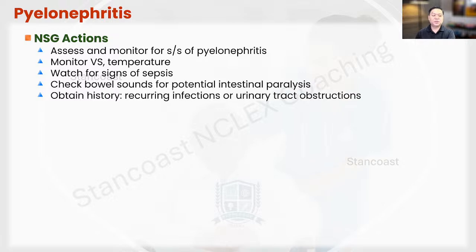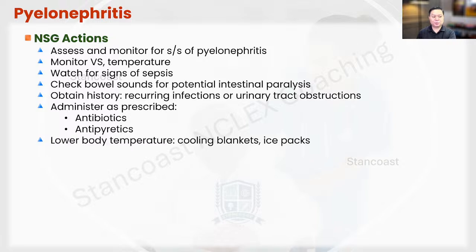Now, we have to also obtain the patient's history of any recurring infections or the recurrence of the urinary tract infections, because again, let's say, for example, the Proteus type of stone that can lead into the urinary tract infection. Now, we are going to administer the medications as prescribed, starting with the antibiotics, of course, and this is going to be based on the culture, and the antipyretics to treat the high temperature.